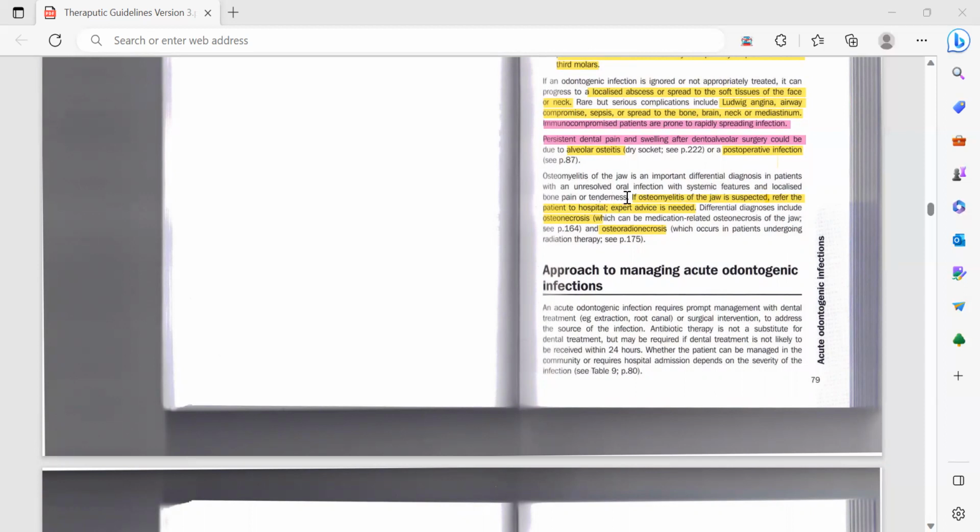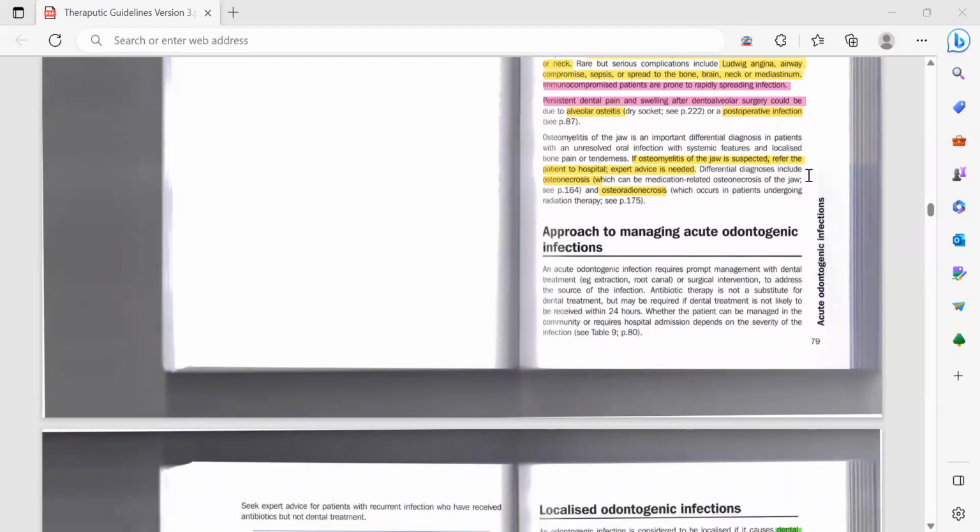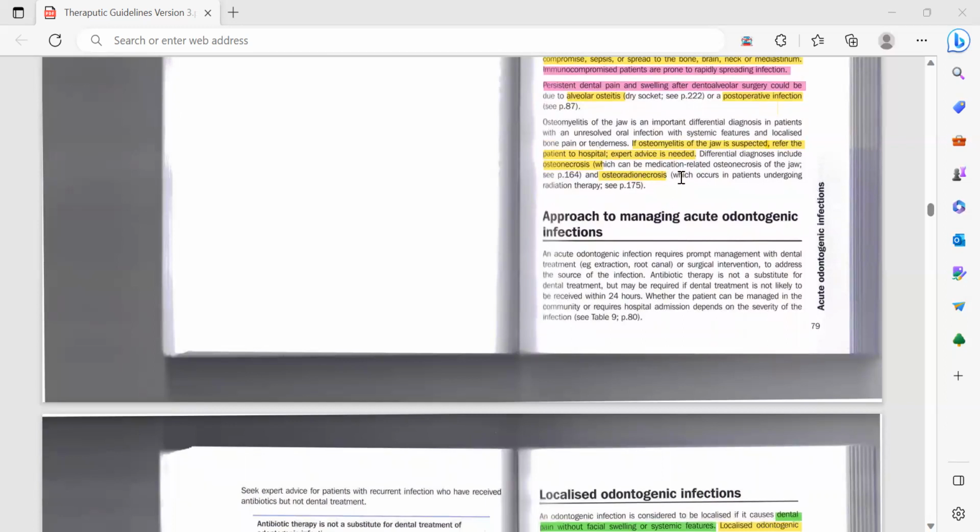So if your patient complains about an oral infection which is not going away even with dental treatment or antibiotics, and there are systemic features, including fever and localized bone pain or tenderness, then if osteomyelitis of the jaw is suspected, refer the patient to hospital. Expert advice is needed. Differential diagnoses include osteonecrosis and osteoradionecrosis.